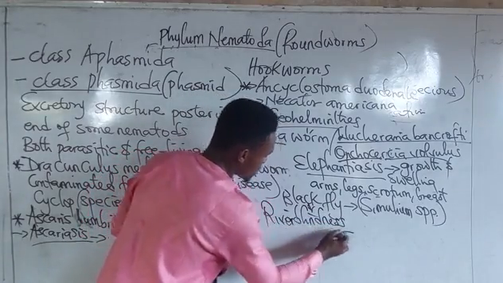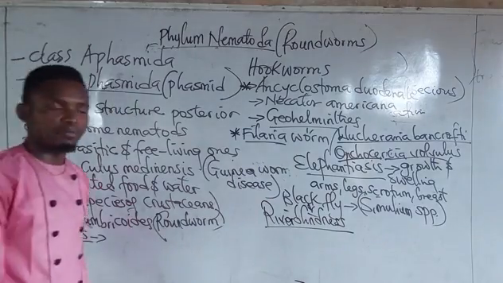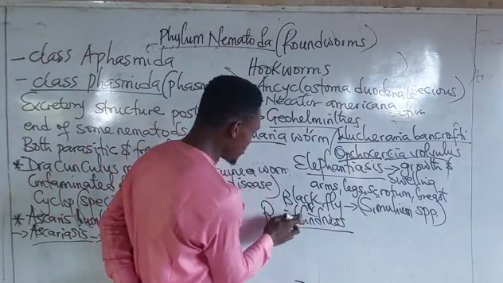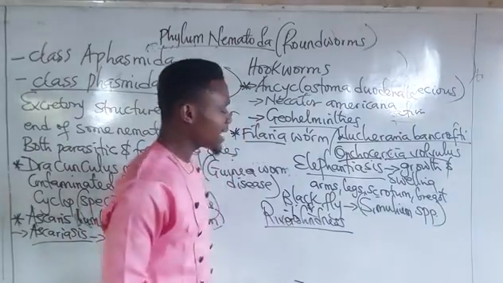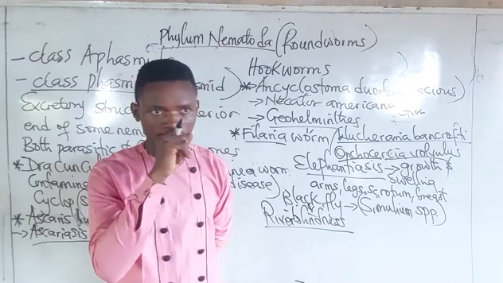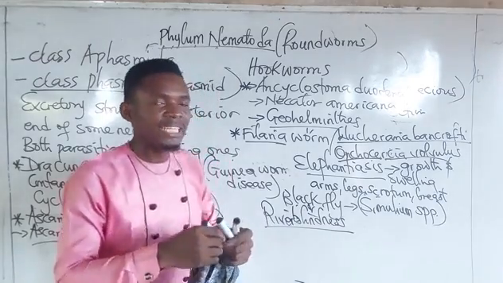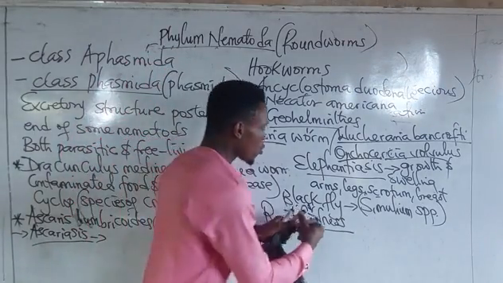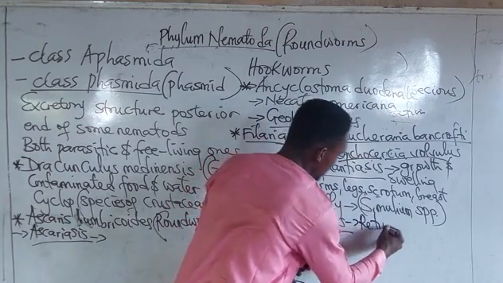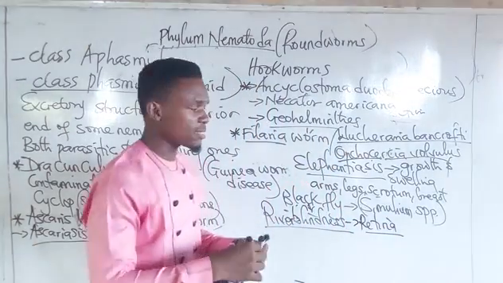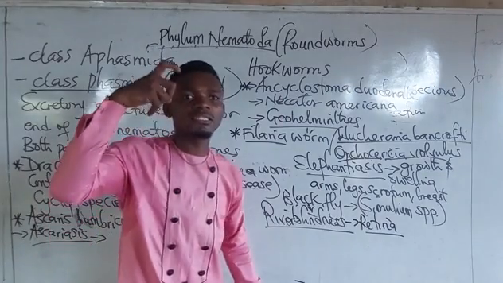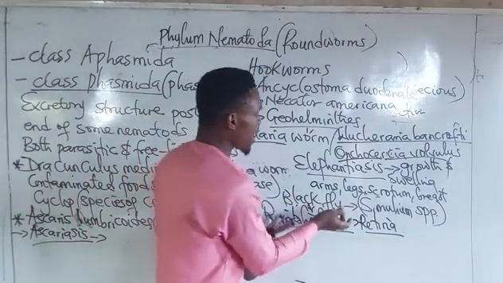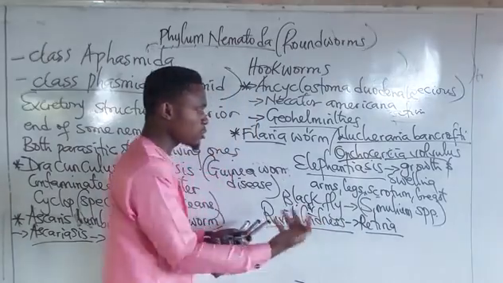This organism causes a disease called what? River blindness. Now, this word river blindness doesn't mean that the river is blind. No. River blindness is a disease characterized by the invasion of the sensitive parts of the eye called what? Retina. Now, when the retina of the eye, which is photosensitive, is invaded, the vector cannot cause harm.